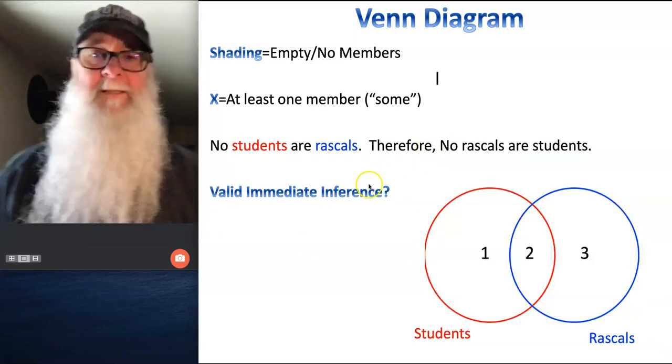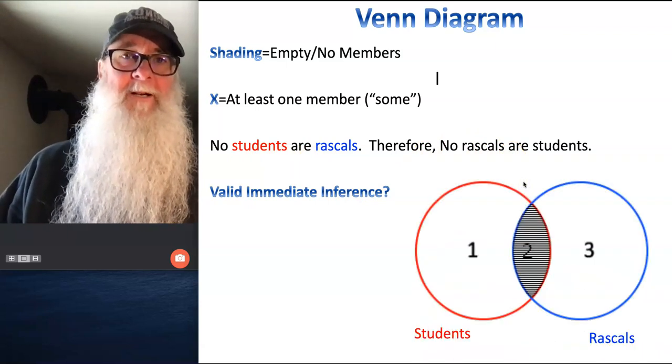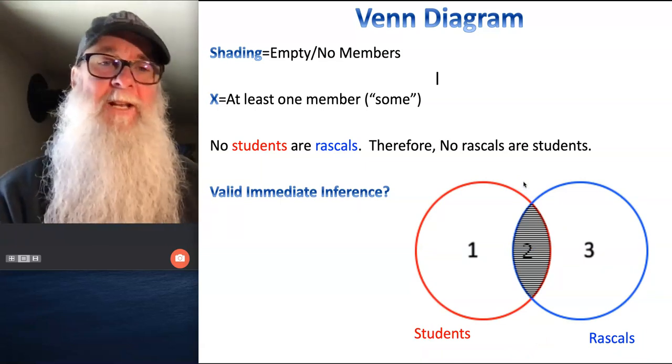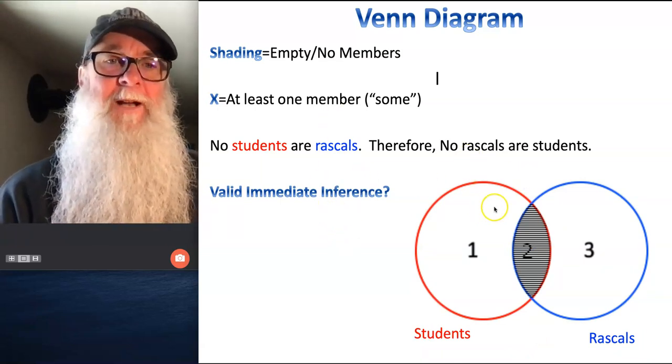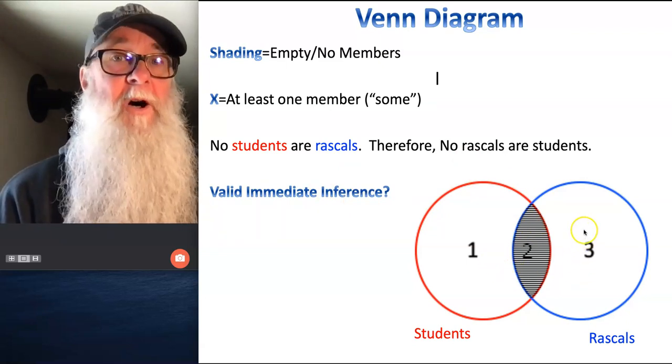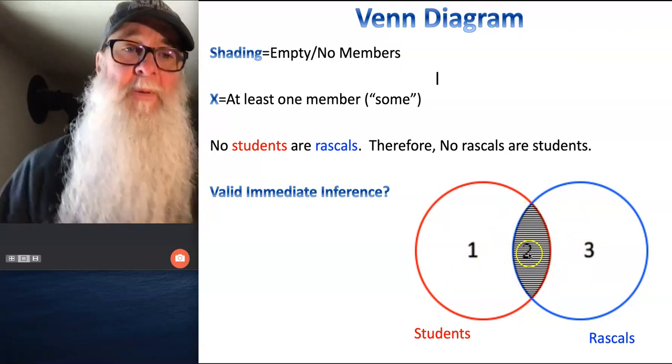Now take a look at this argument. No students are rascals, therefore no rascals are students. If you marked your Venn diagram like that, you did it correctly. And you can see that after shading in area 2 to show that no students are rascals, the conclusion statement of this argument also appears. No rascals are students, because there's nobody in area 2.